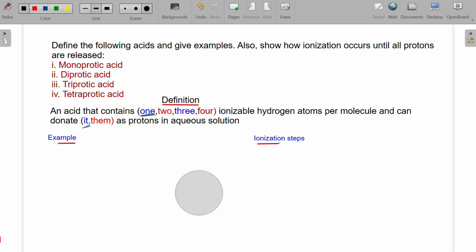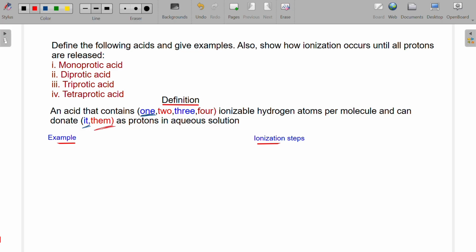Now the second one is diprotic acid. According to the definition, di means 2, mono means 1, that's why we picked 1 from the bracket there. Mono means 1, di means 2. So in our definition here, a diprotic acid is an acid that contains 2 ionizable hydrogen atoms per molecule and can donate them.